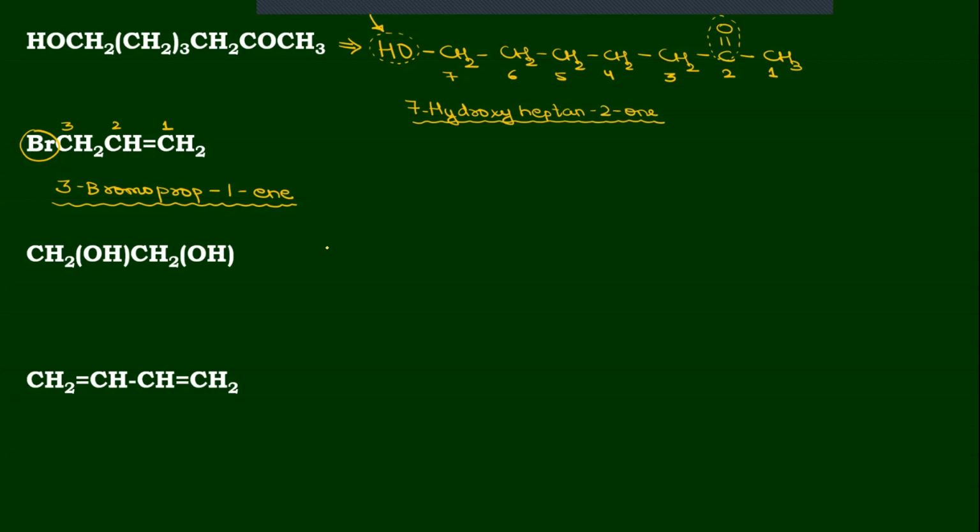Next example, again it's given in the condensed form. So I will rewrite it in the structural form, which is CH2 bonded to OH and CH2 bonded to OH. Observation: it's a compound where one functional group is repeated twice. So it's only one functional group compound but repeated twice. For one functional group alcohol, we have the suffix -ol. But if they are repeated twice or thrice, we just add a prefix di or tri. Hence, in this case, it becomes diol.